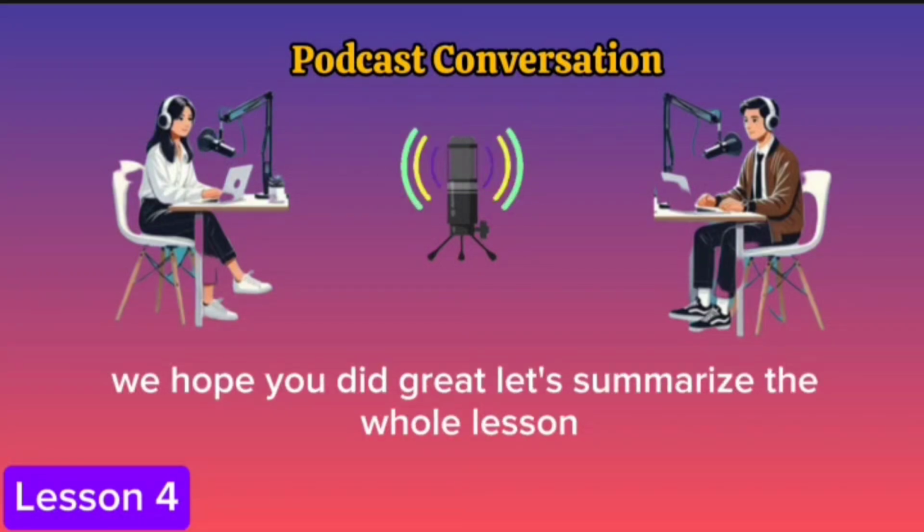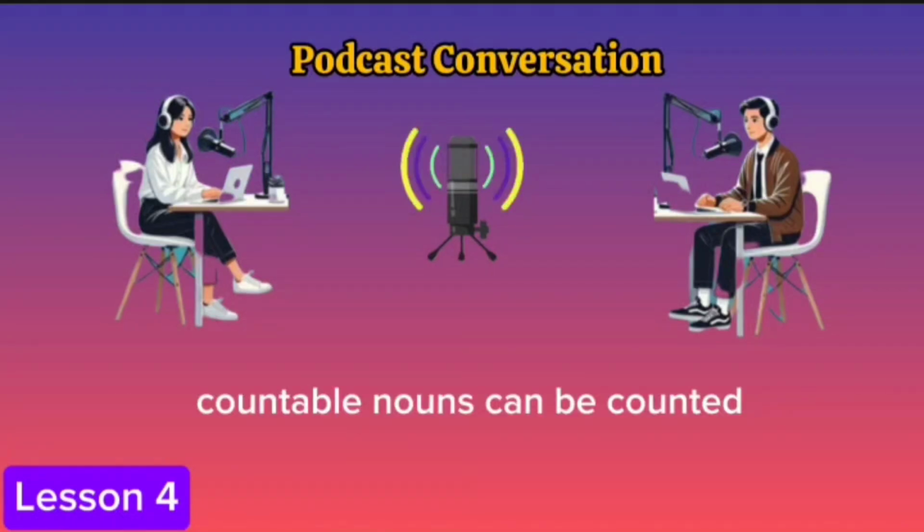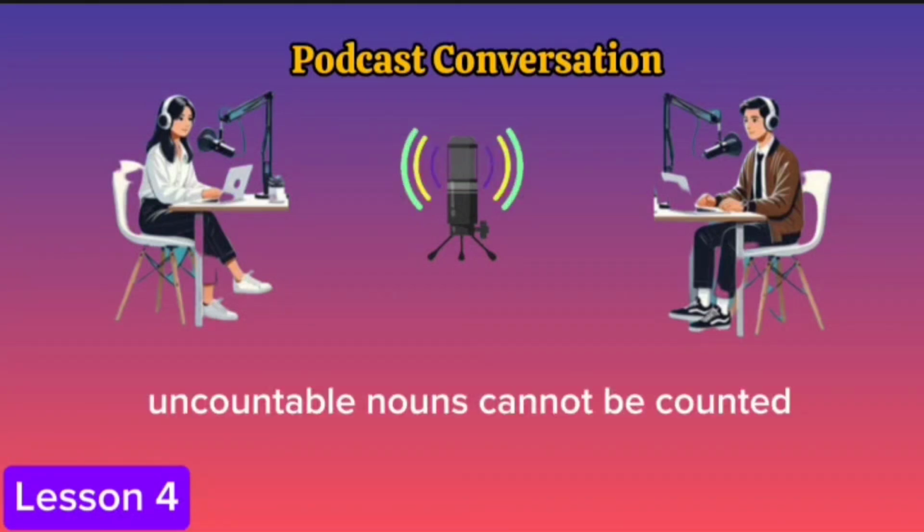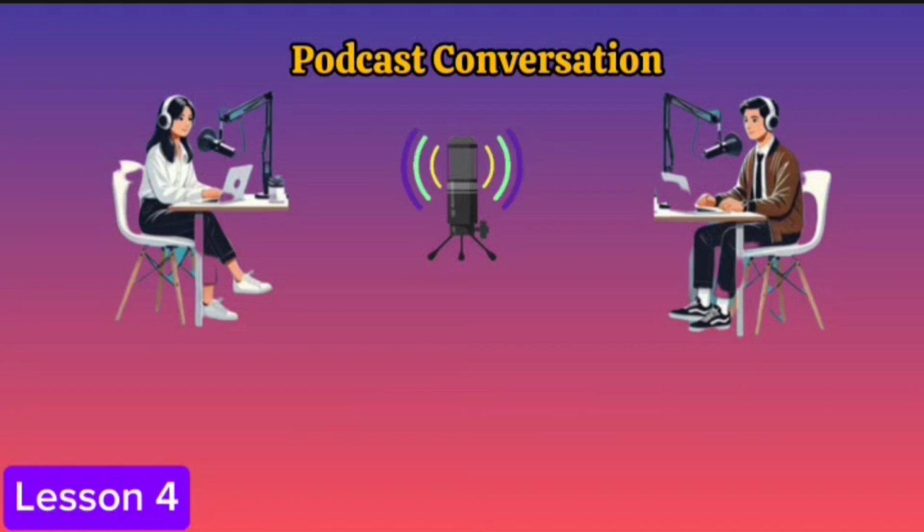We hope you did great. Let's summarize the whole lesson. Countable nouns can be counted. 1 apple, 2 apples. Ask how many. Uncountable nouns cannot be counted. Water, money. Ask how much.